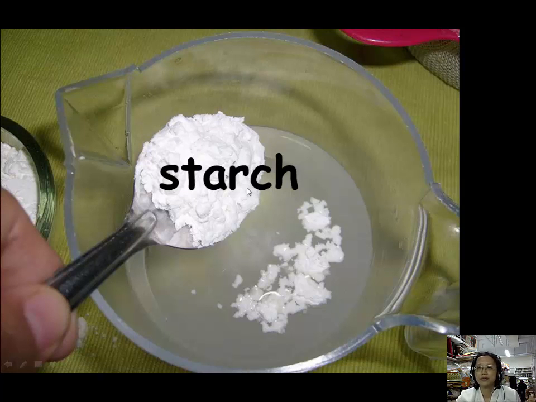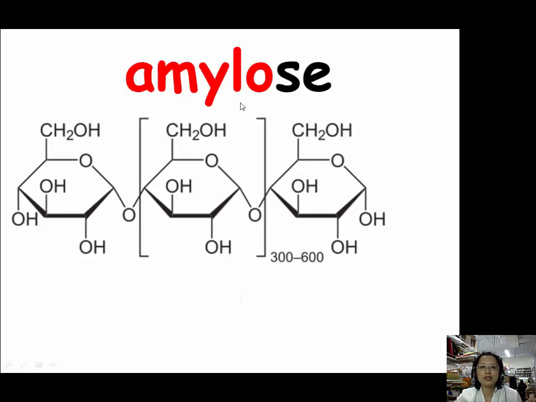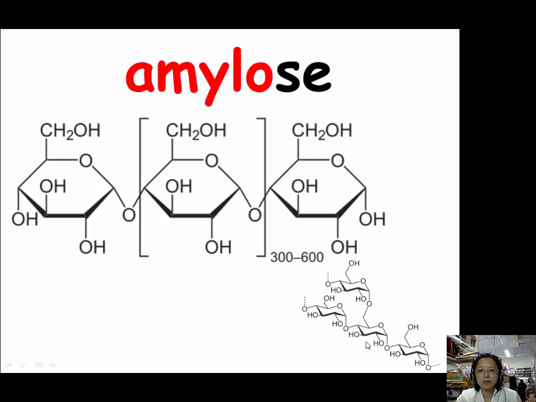For starch, we could use this prefix, amylo, A-M-Y-L-O. And our example is amylose. Amylose, as shown in this PowerPoint, is the soluble form of starch. It is not branched. It's the long chain type of starch, consisting of 300 to 600 glucose units. And the insoluble form of starch has branches. It's called amylopectin.